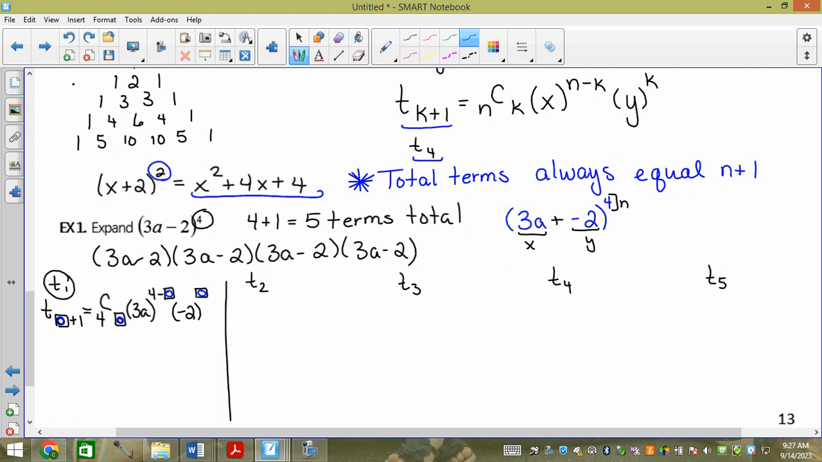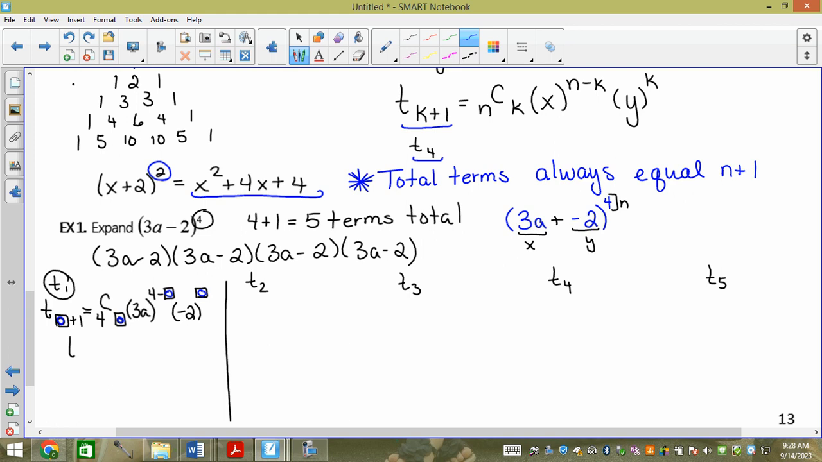Those blues are going to be what? 1s. For term 3, the blues are going to be 2s. Term 4, 3s. Term 5, 4s. Right? That's the only thing that's going to change. Your n never changes, your x and your y never change. So, let's figure out what term 1 is.